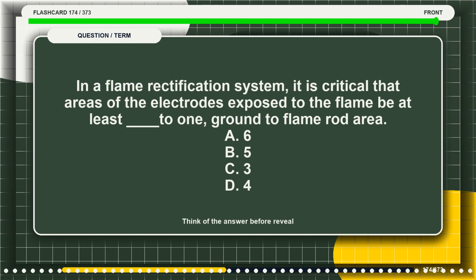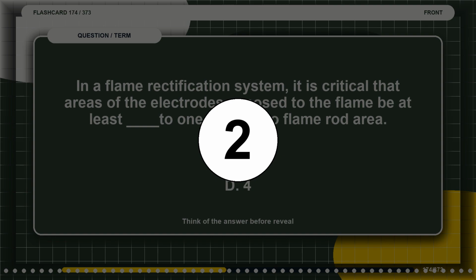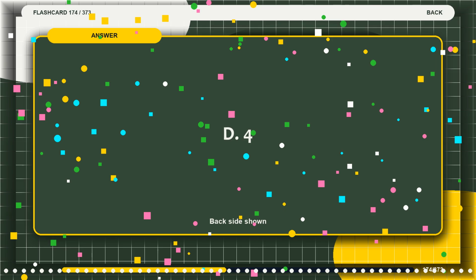Flashcard 174. In a flame rectification system, it is critical that areas of the electrodes exposed to the flame be at least blank to 1 ground to flame rod area. A. 6, B. 5, C. 3, D. 4. Think of the answer before the reveal. The answer is D. 4.